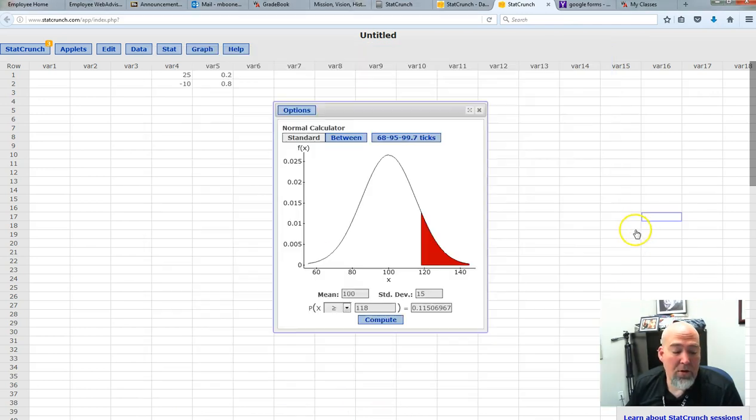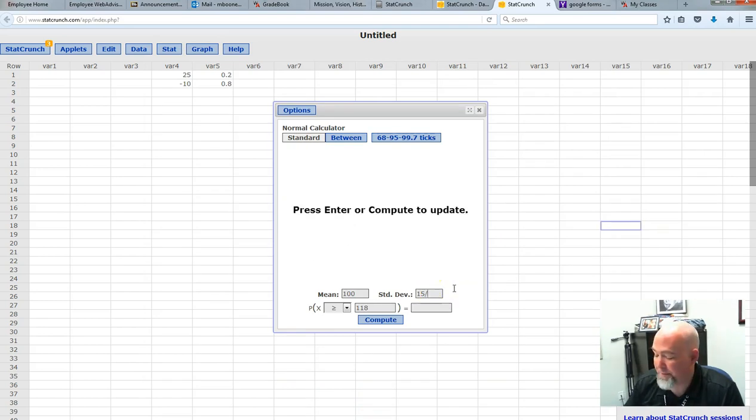So on this particular problem, if I had a sample size of 25, I would have to divide it by the square root of 25. So I'd be dividing it by 5, which it doesn't do this on StatCrunch. I'm going to have to punch this in on a calculator. So make sure you bring some basic calculator. But my standard deviation would now be 3.